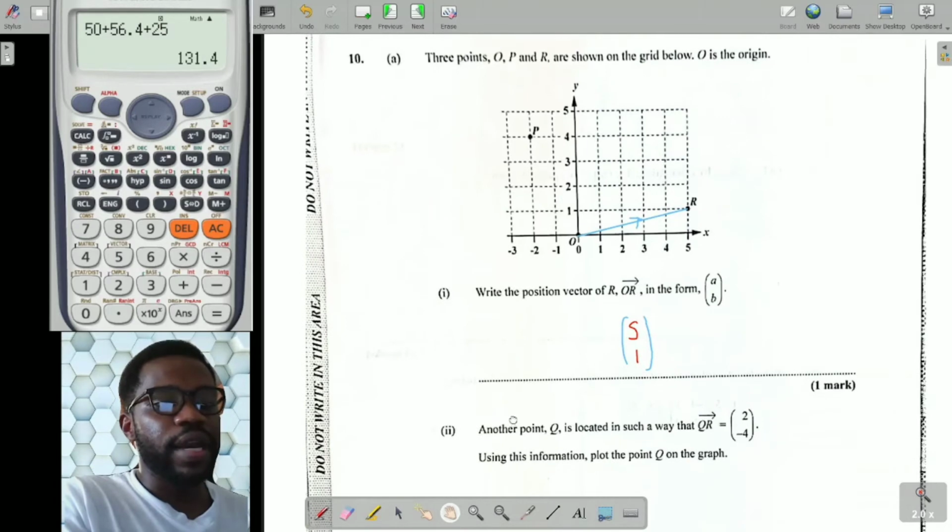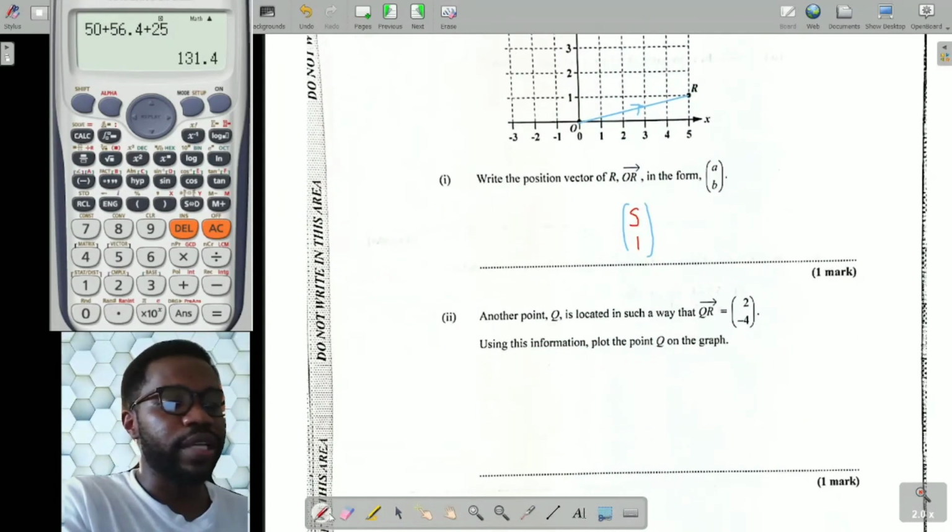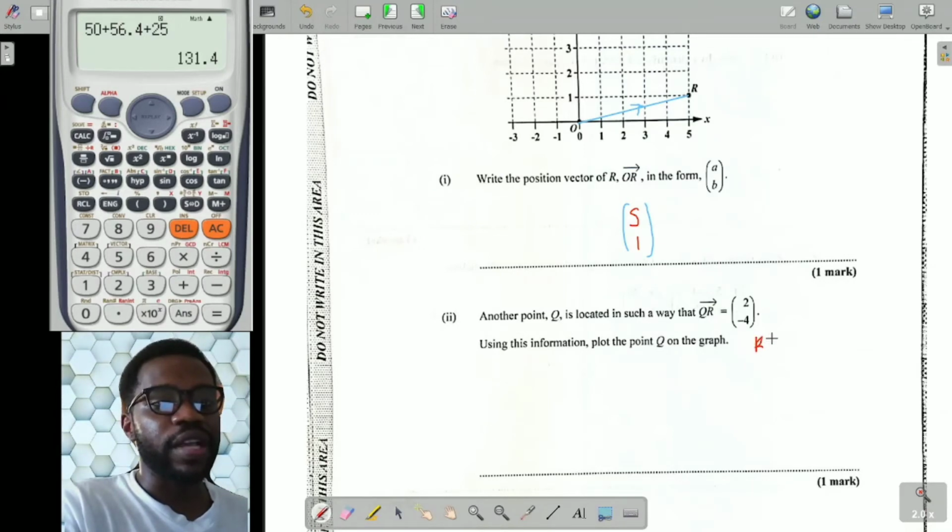Alright, let's go down. Another point Q is located in a way such that QP is equal to 2, negative 4. Using this information, plot the point Q on the diagram. Sorry, not QP, QR. QR is 2, negative 4. I do not know what point Q is, but I know what point R is. So guess what? I am going to turn this around. Since I know what R is, because R is on the diagram, I'm going to go from R to Q by counting off.